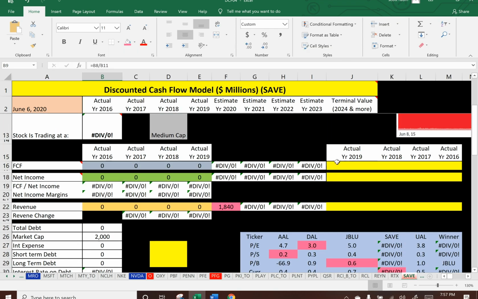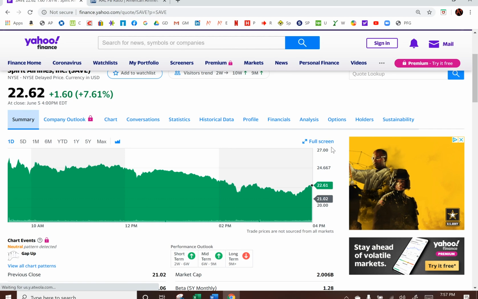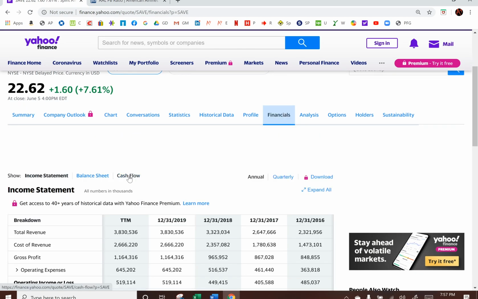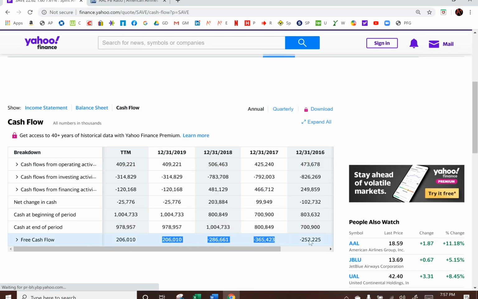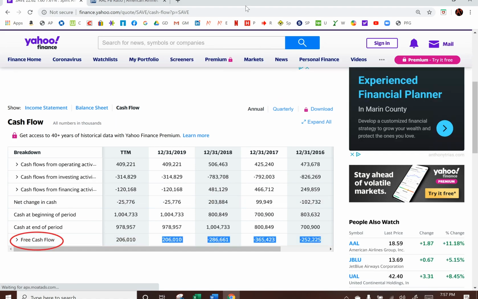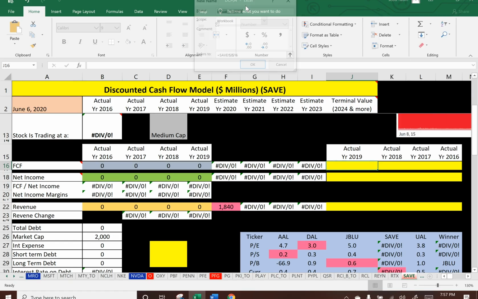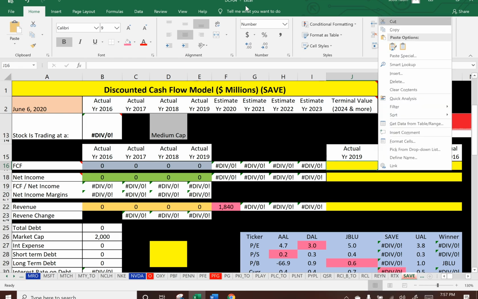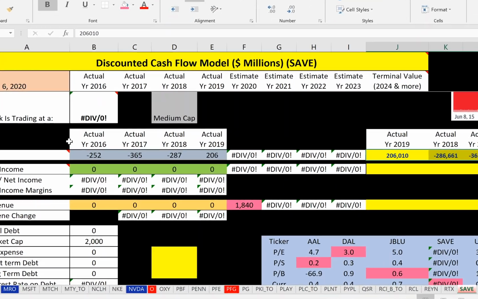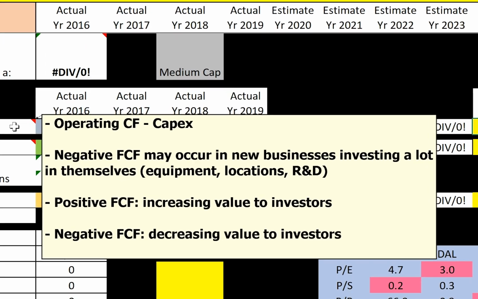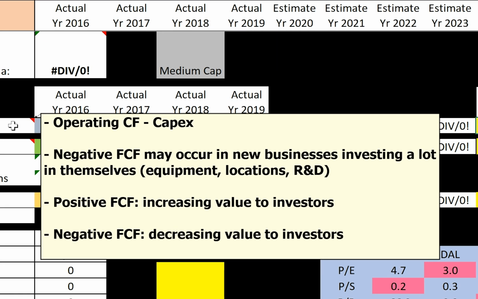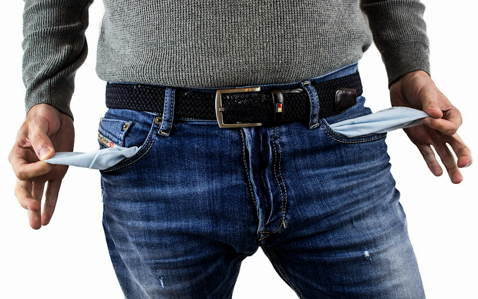And let's enter the free cash flow. We'll go back to Yahoo, go to the financials, go to cash flow, and on the bottom is free cash flow. And it's not a good sign that 3 out of the 4 years they had negative free cash flow. So free cash flow is operating cash flow minus CapEx. So negatives can occur in new businesses or businesses that are investing a lot of money. In this case, they're just not making enough money to cover their costs.